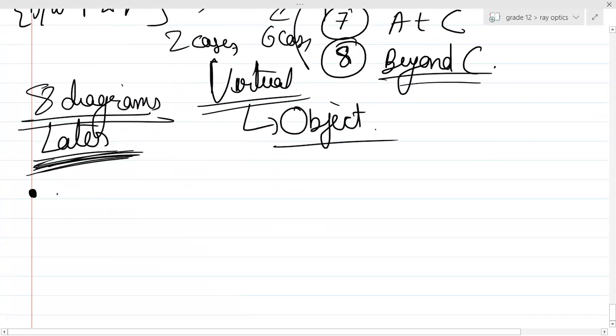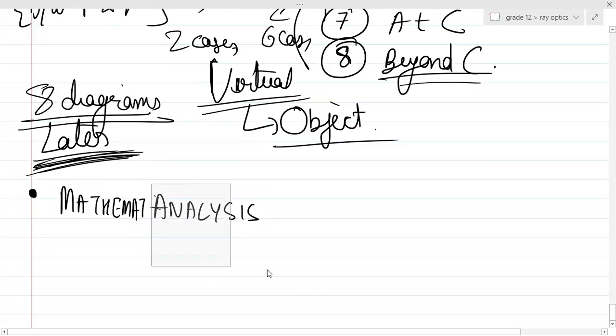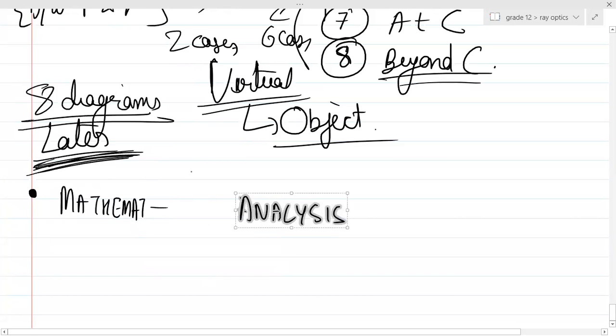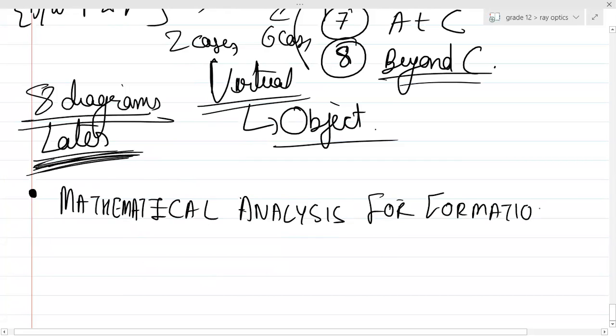Check. So now let's analyze the image. So again, analysis, but now we are not analyzing it like this, we are doing mathematical analysis for formation of image. Please write down this thing.